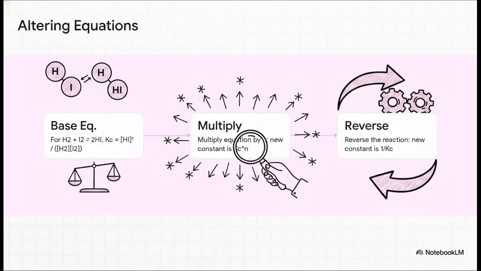Now here is a massive exam tip. If you alter the chemical equation, you have to change the math. Take hydrogen and iodine synthesizing into hydrogen iodide. If you multiply the entire chemical equation by a factor of n, your new mathematical constant becomes Kc raised to the power of n. And if you reverse the reaction entirely, looking at it right to left, your new constant is simply 1 over the original Kc. You absolutely need to remember how changing those coefficients alters the math.